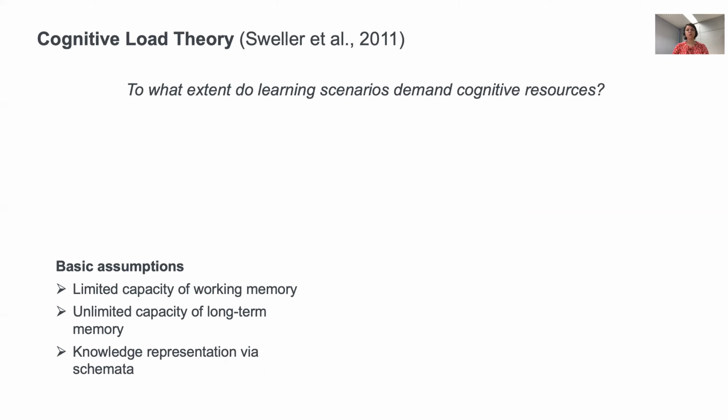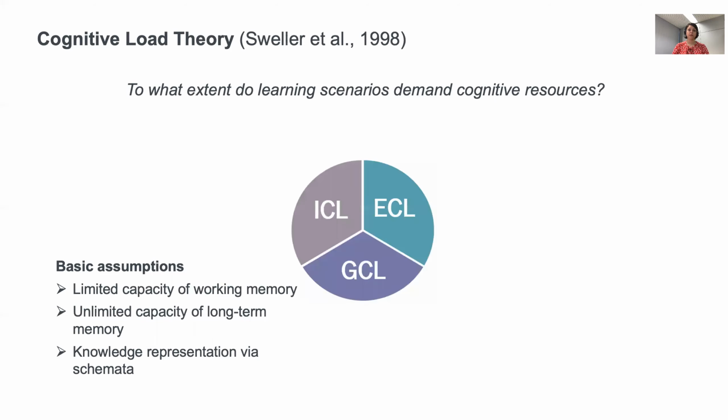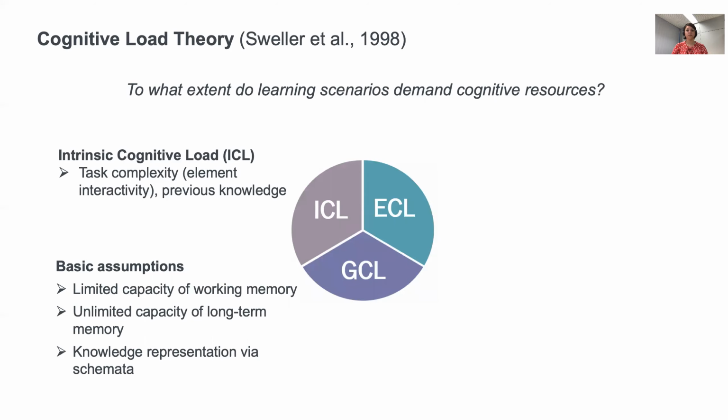Long-term memory resources provide a nearly infinite storage capacity and can be used to establish organized knowledge structures permanently. These knowledge structures are called schemata. The theory also postulates distinct facets of cognitive load that arise from certain characteristics in learning situations.